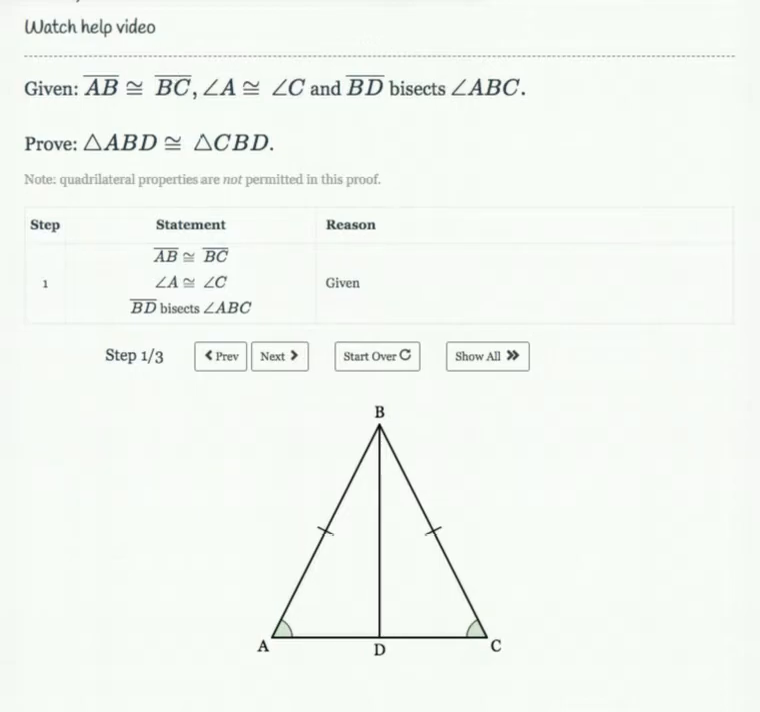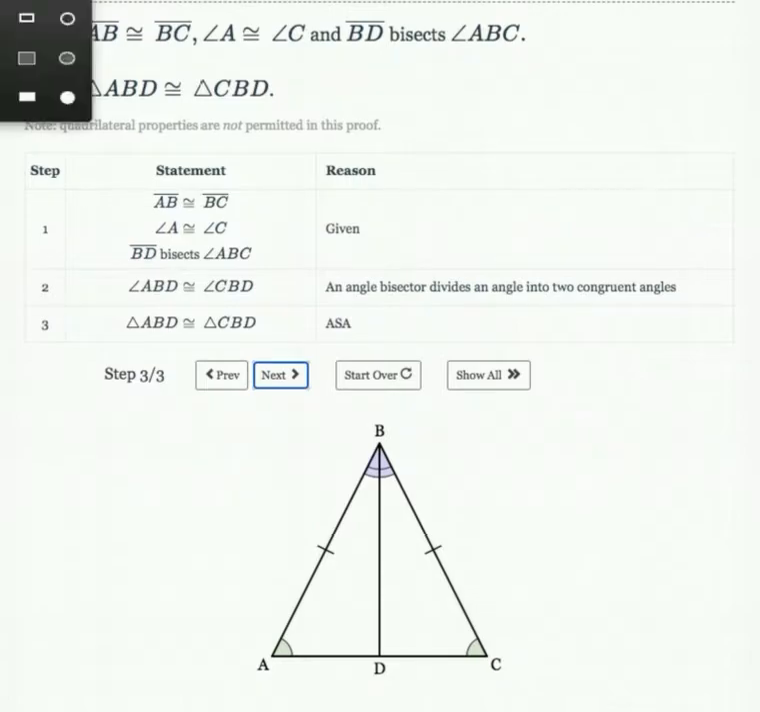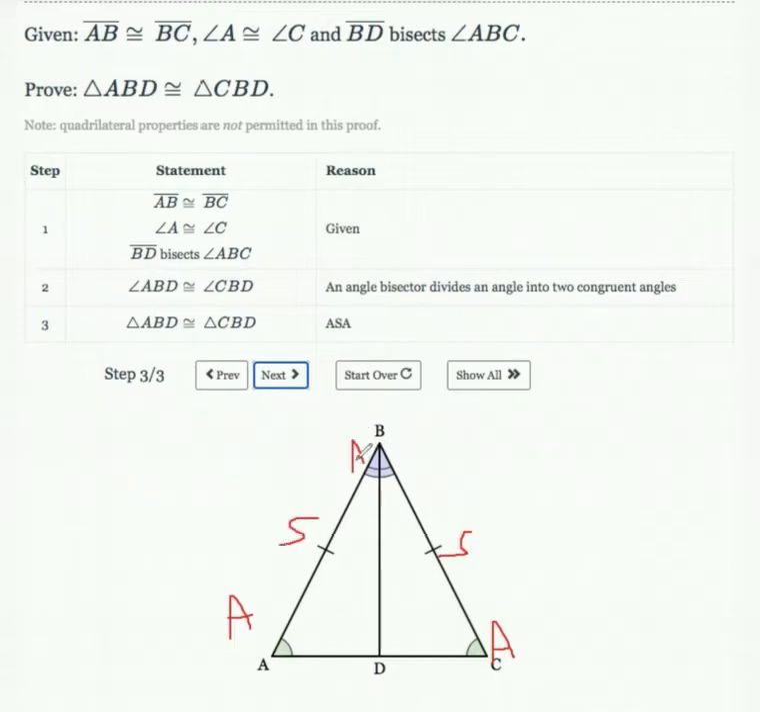So instead, let's use the given information. Oh, wait a minute. Check this out. It tells us that BD bisects ABC. When we bisect an angle, we cut it in half. So that angle up top is cut into 2 congruent parts. And now we have an angle, a side, and an angle. Again, we're getting that pattern because we literally have an angle pair. We have a side matched up from the given, and we just showed this angle was cut into 2 congruent parts. So our pattern is angle, side, angle.